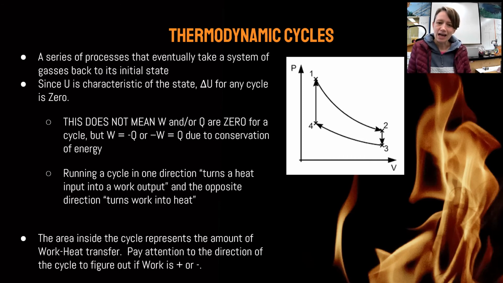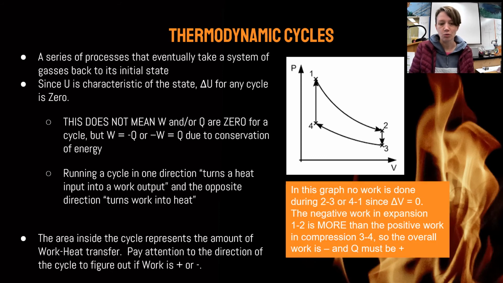The area inside that curve, so the weirdly shaped blobby area inside that graph, is going to represent the amount of energy that is transforming from work into heat or vice versa. So if you wanted to make a really good car or a really good refrigerator, you want to maximize the area inside that graph because that's going to tell me how much energy is turning from one type into another. In order to figure out whether we're generating work or generating heat, you need to pay attention to the direction of the cycle. I'm going to walk you through this process.